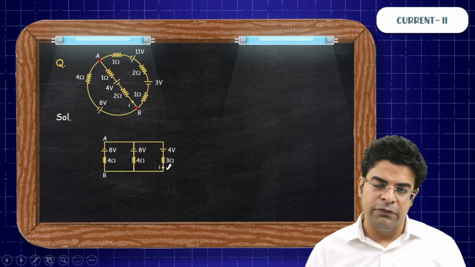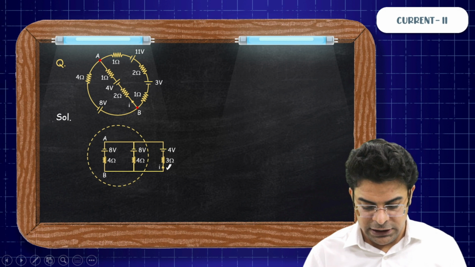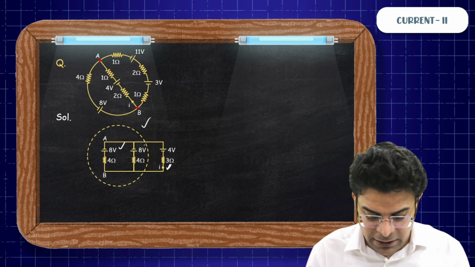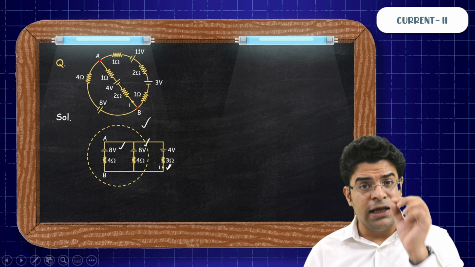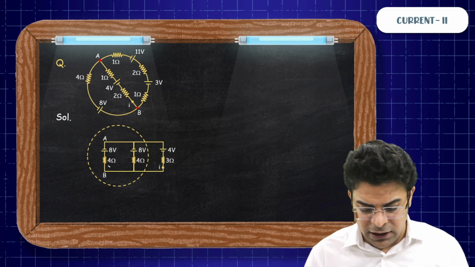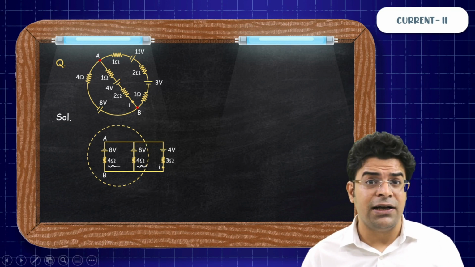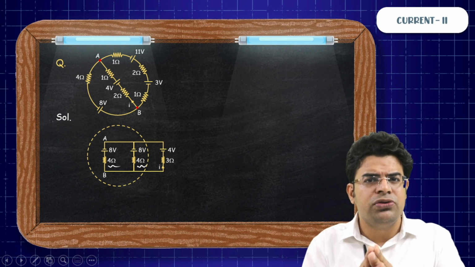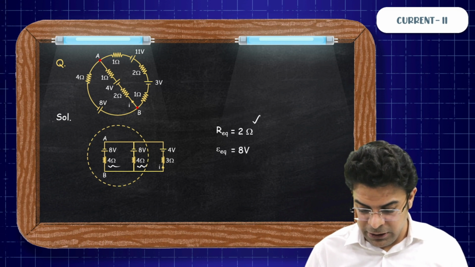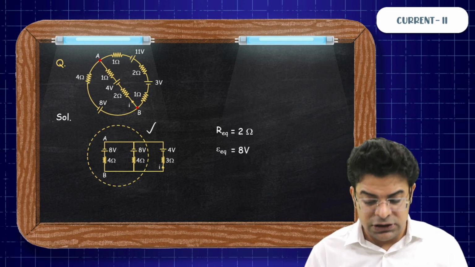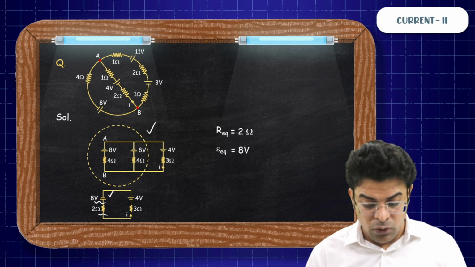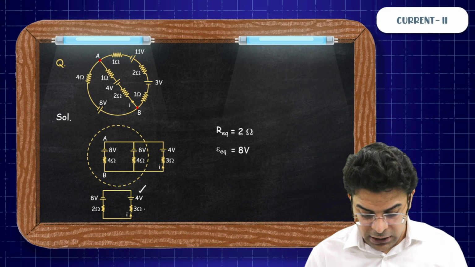To find I, we will do the same thing. We will combine these two cells. Now combining these two is very easy. They have got the same EMF, so I don't even need to solve. I know that the equivalent EMF will be 8 volt which wants B to be high. And the R equivalent of two identical resistances connected in parallel will be R by 2. So you will get 2 ohm. So the R equivalent comes out to be 2 ohm and E equivalent comes out to be 8 volt. Now replace these two with a single cell of 8 volt which wants B to be higher and 2 ohm, and you have got one more 4 volt and 3 ohm.